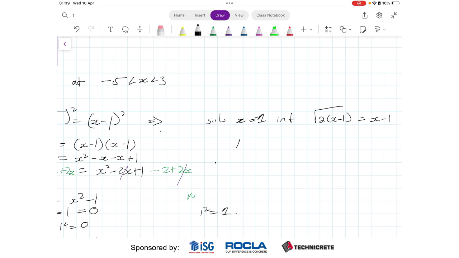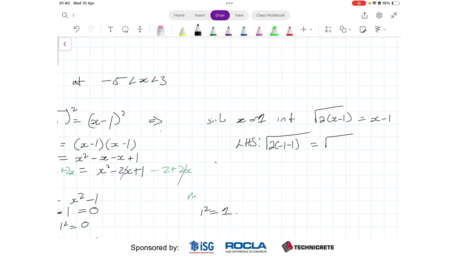So for the left hand side, you find that when you sub x to minus 1, it is equal to square root of minus 4, which is an imaginary number. When you take the right hand side, you get minus 1, which is equals to minus 2. Now, clearly, the left hand side is not equal to the right hand side, which tells you that x cannot be equal to minus 1.